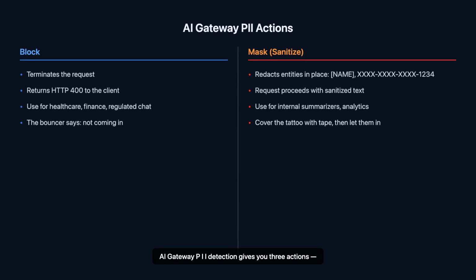AI Gateway PII detection gives you 3 actions: block, mask, and none, and the choice depends on enforcement intensity. Block terminates the request entirely and returns an HTTP 400 response to the client. Use block for healthcare, finance, or any regulated chat where the data simply must not flow through the model. Mask, which the official docs call sanitize, redacts entities in place. Names become bracket NAME bracket, credit cards become X's with the last 4 digits visible. The request proceeds with the sanitized text. Use mask for internal summarizers or analytics where you need the request to complete but the raw PII shouldn't reach the model. The third option, none, simply disables the check. Fine for a sandbox, dangerous in production.